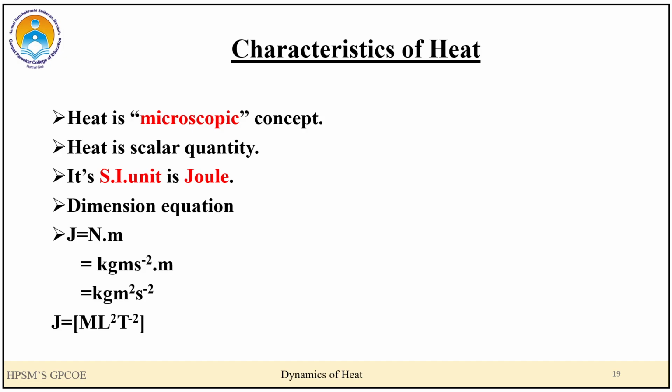The basic characteristics of heat: heat is a microscopic concept, and heat is a scalar quantity. Its SI unit is the joule, and in dimensional terms the joule equals newton meter. The dimension formula for heat is ML²T⁻².